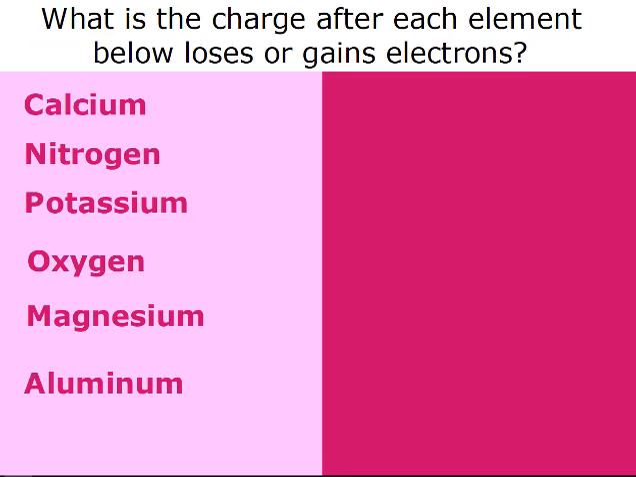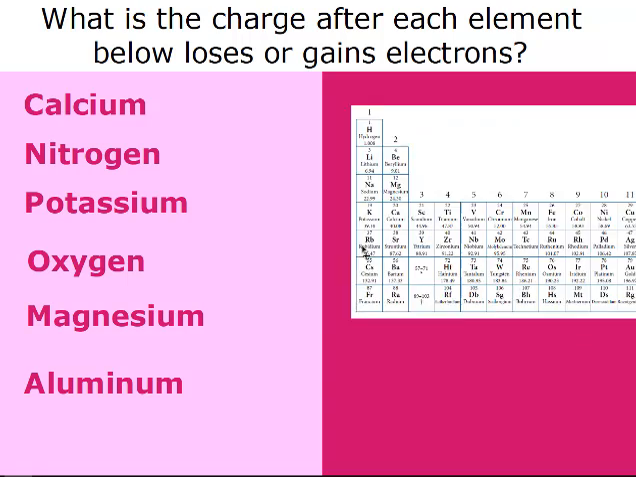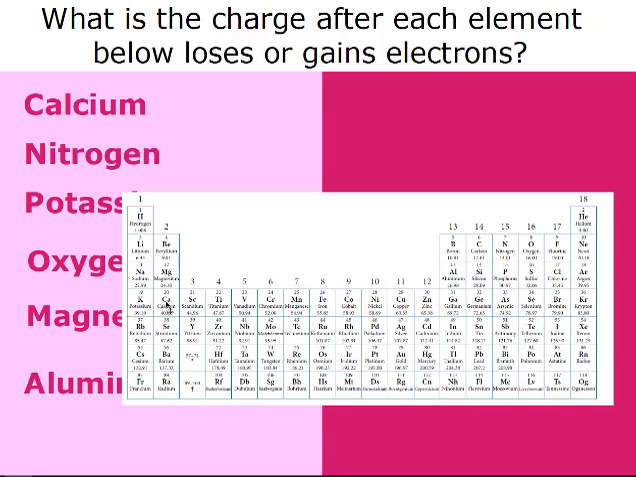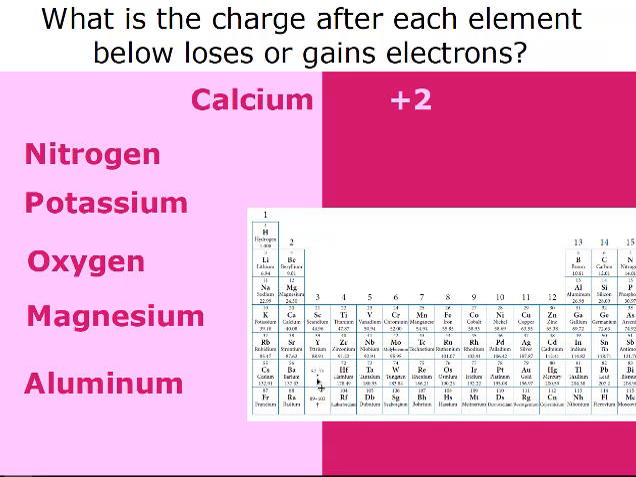So on here it says determine the charge of each element below after it gains or loses electrons. So calcium, if we look on the periodic table, it's in this column. So since it's in this column, it should always lose electrons and form a positive 2 charge. Remember, your metals are going to be positive and your nonmetals are going to be negative. Go ahead and pause the video and figure out the charge for these other 5. Restart when you're done.